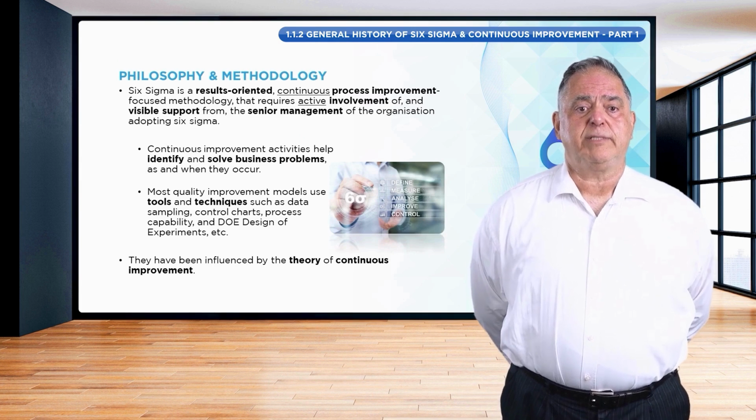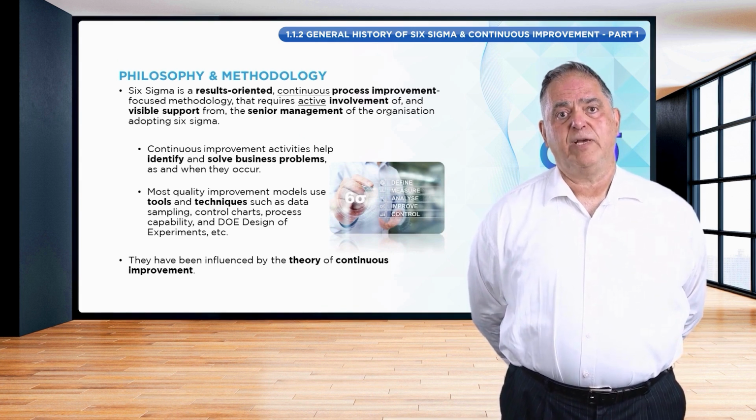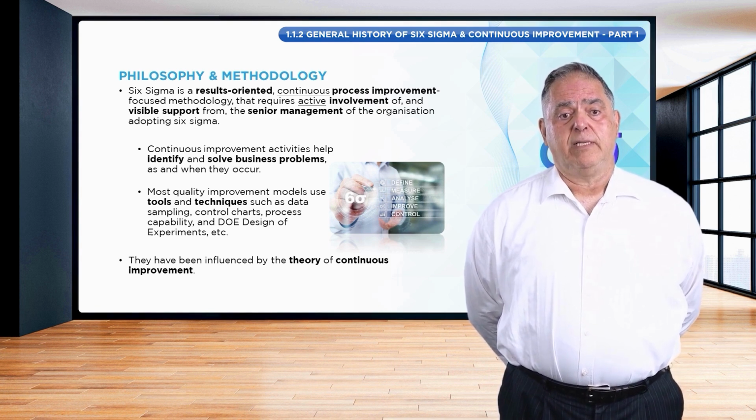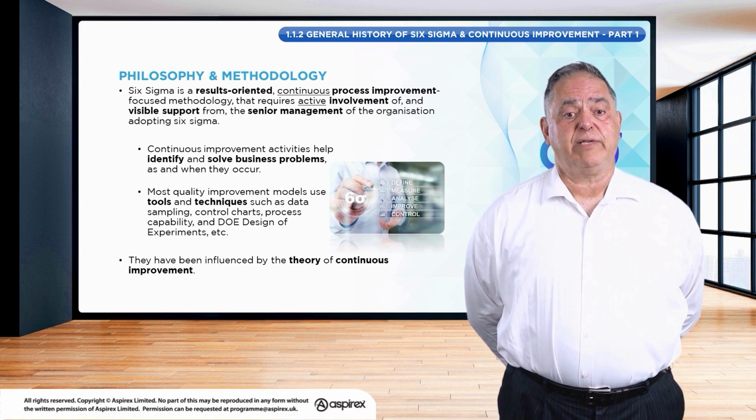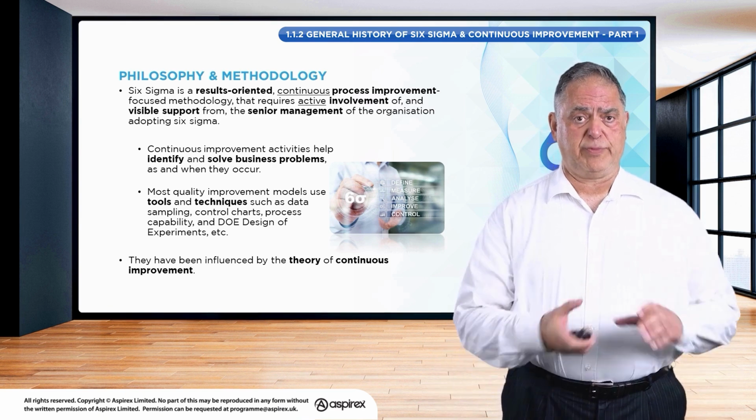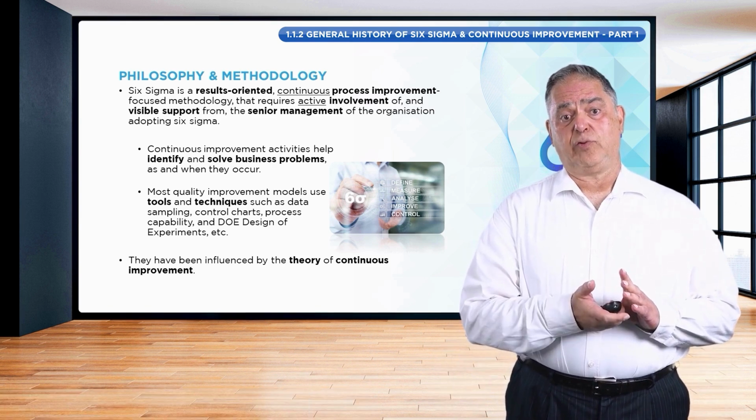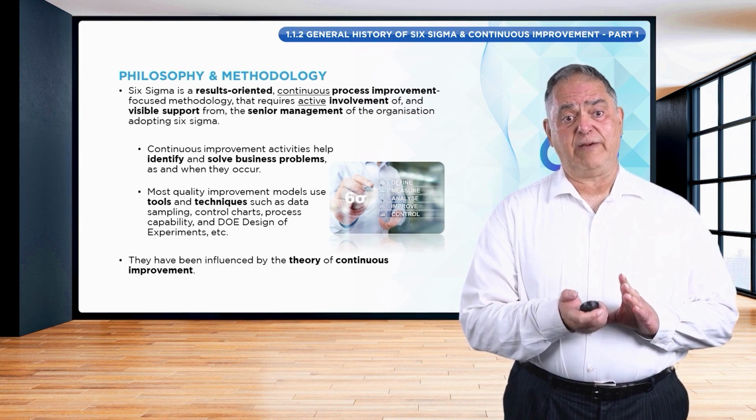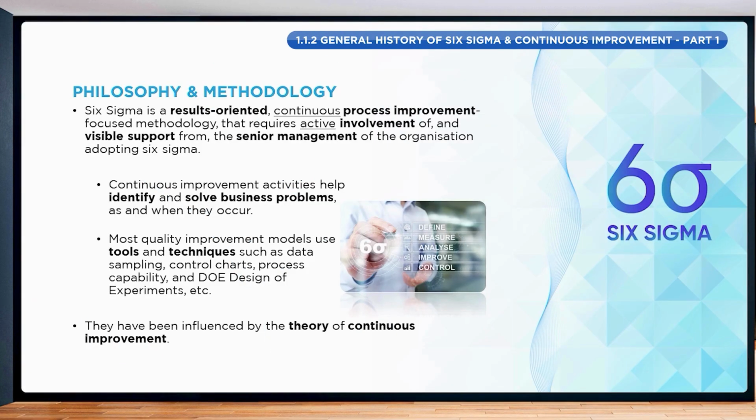Six Sigma is results-oriented, focusing on continuous process improvement. This requires active involvement and visible support from the top management in order for the Six Sigma deployment to be effective. Continuous improvement activities help to identify business problems, analyze business problems, find the root causes, and eventually solve business problems. And this is when and where they occur.